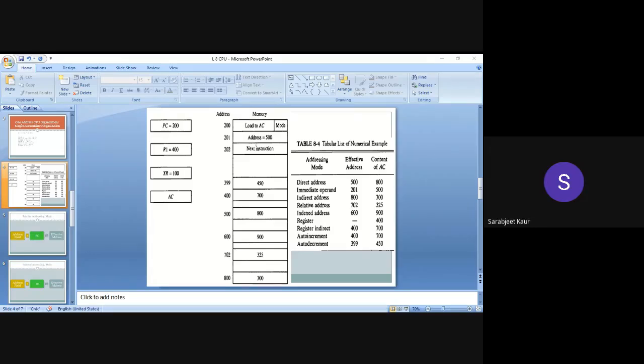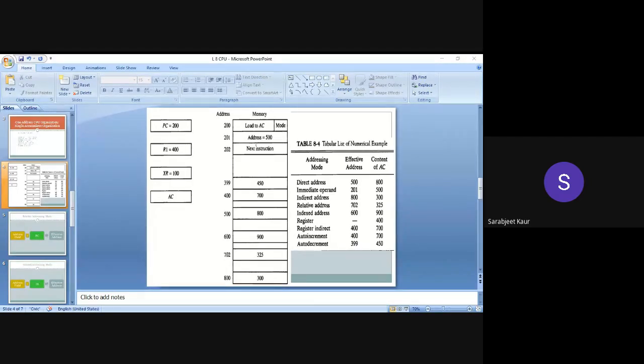So let us look at the example. Index register is sometimes referred to as IR or as XR. The value of XR, the index register, is given to be 100 here. So I will add this to 500, and I get 600 as the effective address.